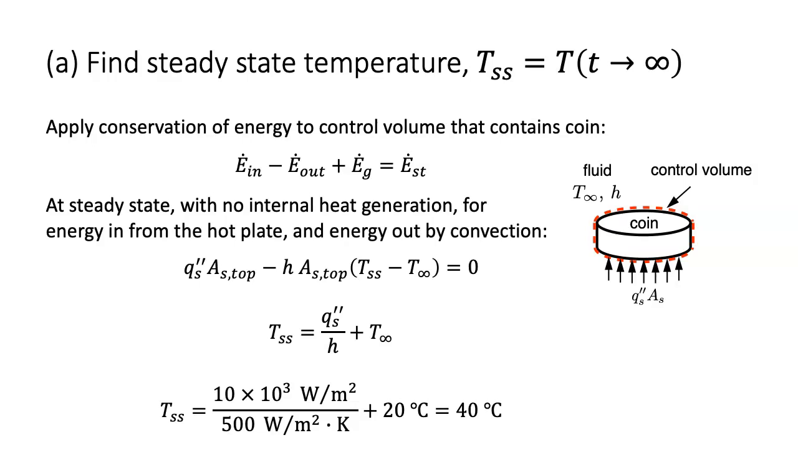For part A, to find the steady state temperature, we apply an energy balance as a rate equation to a control volume that contains the entire coin. Once we reach steady state, the rate of change of energy storage term is 0. By assumption 3, the energy generation term is also 0. Thus, this equation reduces to a balance between the thermal energy added by the hot plate with the thermal energy out by convection to the fluid at each instant. Substituting in Newton's law of cooling for convection, we solve for a steady state temperature of 40 degrees Celsius.